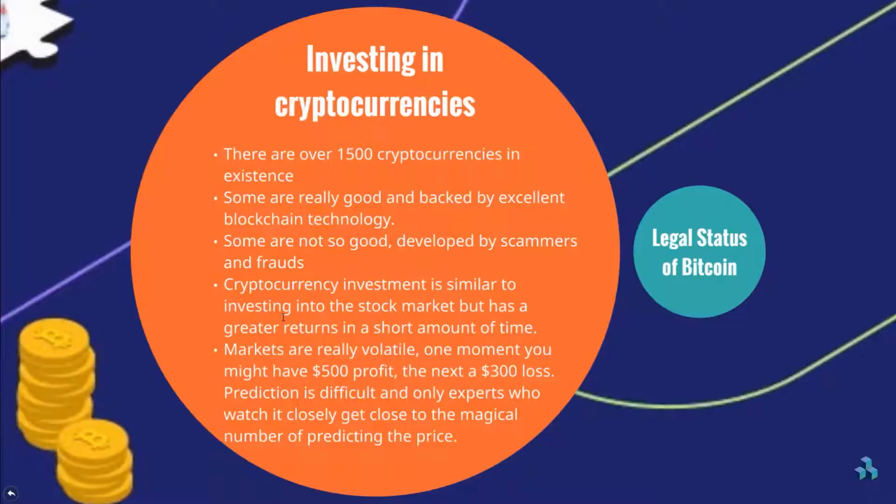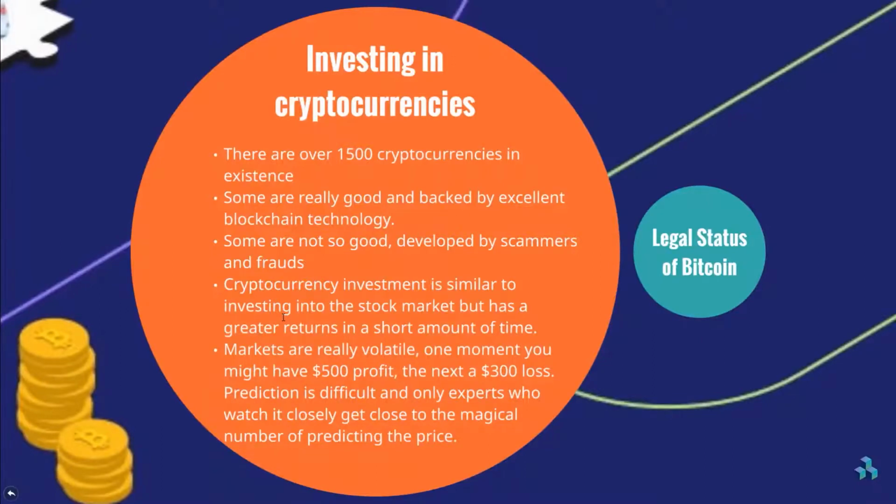It is similar to investing money in the stock market, but it has greater volatility. That means you could be getting more returns. Probably, I mean, it's a very skeptical market, to be honest. At one moment you might have a $500 profit, and at the next a $300 loss. Predicting the price of a cryptocurrency is quite difficult, and a lot of experts try to get to that magical number of what the price will be after 6 months or after a year, but most of them fail because it is really difficult.